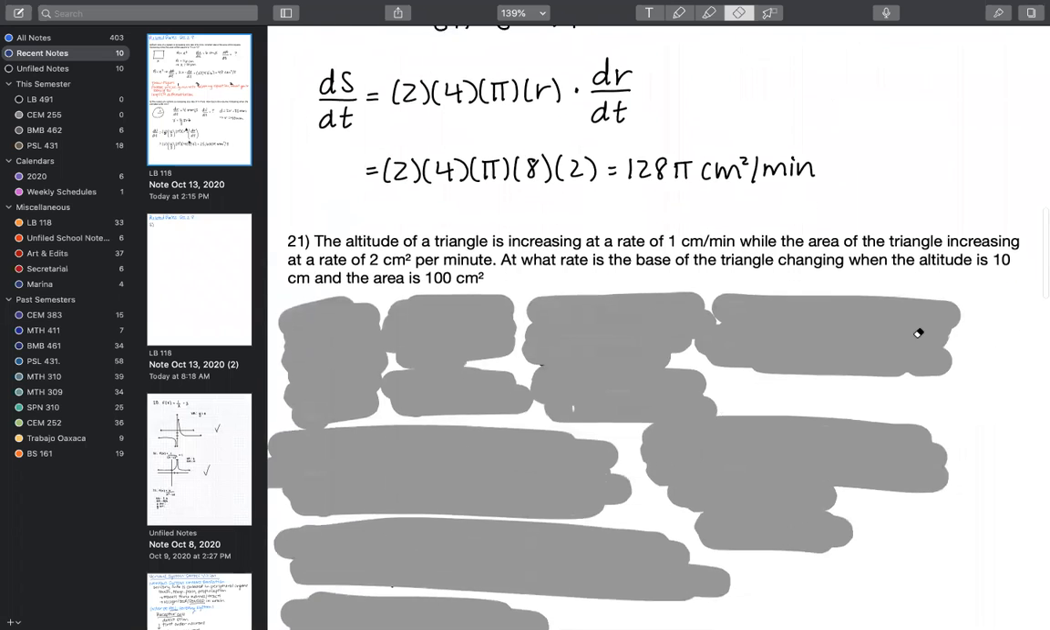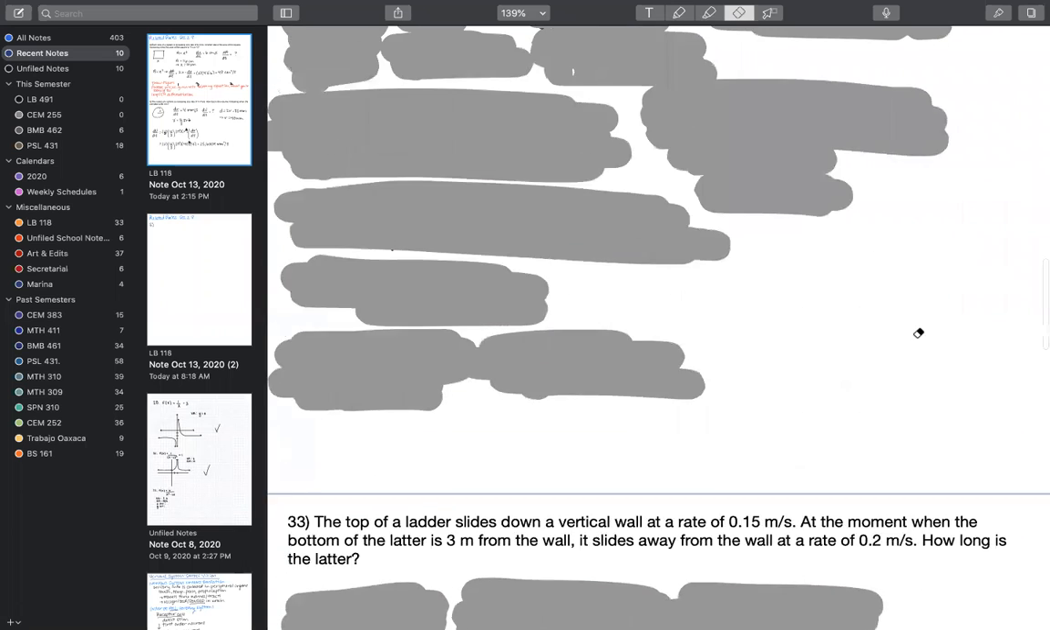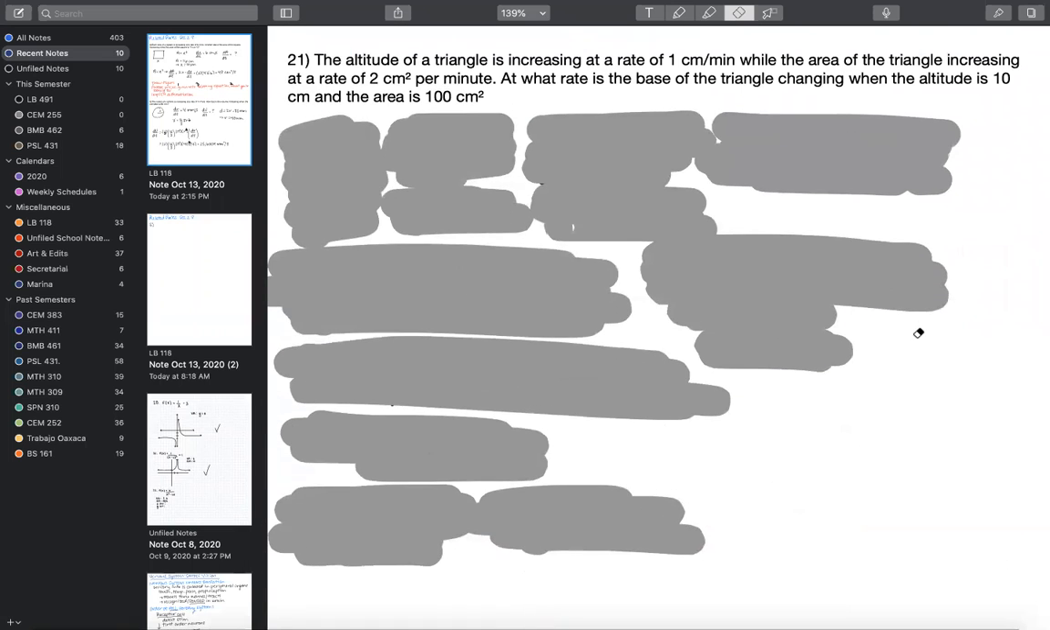Okay. I think we've got 2 more. Yep. All right. The altitude of a triangle is increasing at a rate of 1 centimeter per minute, while the area of a triangle is increasing at a rate of 2 centimeters squared per minute. At what rate is the base of the triangle changing when the altitude is 10 centimeters and the area is 100 centimeters squared? So first thing I want to address is what the altitude is.